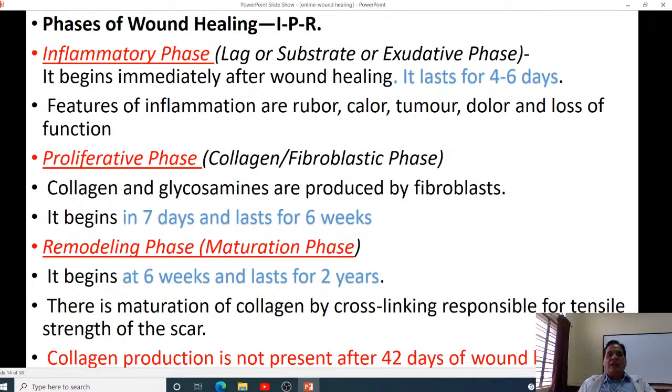Inflammatory phase is either a lag phase or an exudative phase. It starts with the pouring in of a number of substances which will take away the bad and start the healing. It lasts for how many days? This lasts for 4 to 6 days. Stage of inflammation. And what are the characteristics of inflammation? Everybody knows rubor, calor, tumor, dolor and loss of function. Here the patient protects the wound so that the inflammatory phase will start the healing.